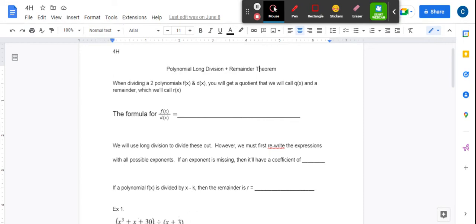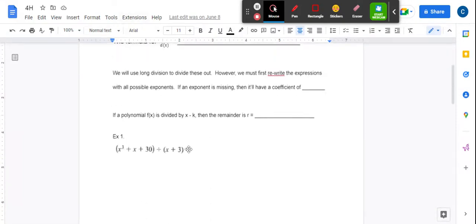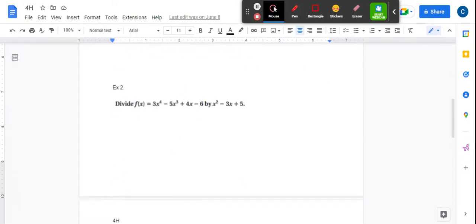All right, 4H notes. So this is something a little bit new. It's polynomial long division, the remainder theorem with that. And so I'm going to talk about some long division. And I actually want to do some of this long division stuff first, and then go back to the note sheet. I think it would be a little bit simpler to do it that way. And I actually want to start on the second example here.